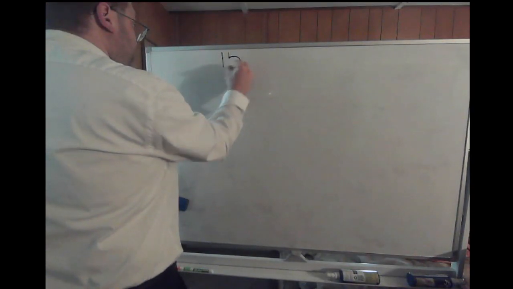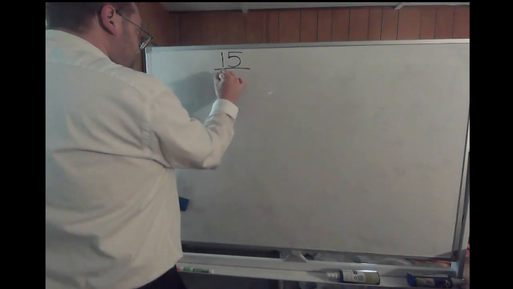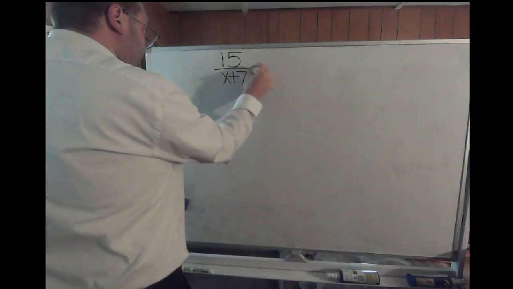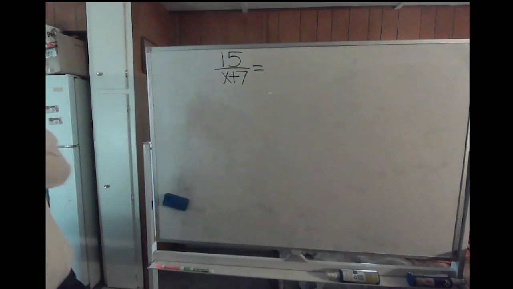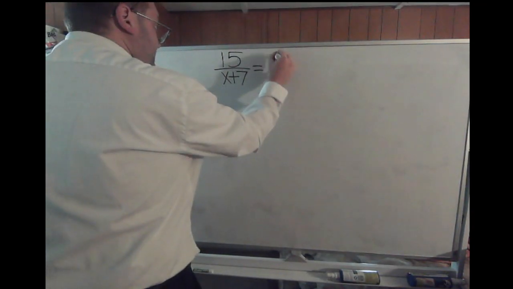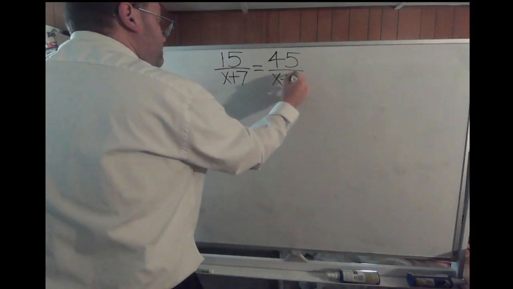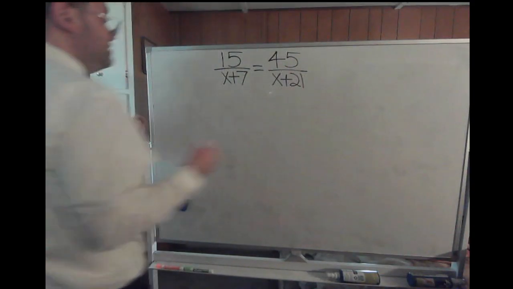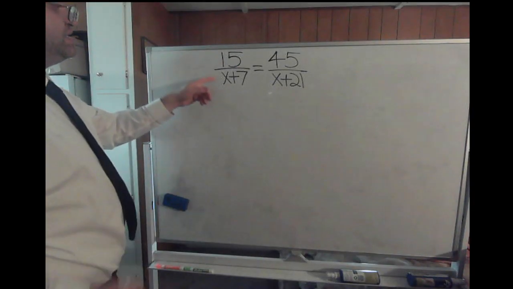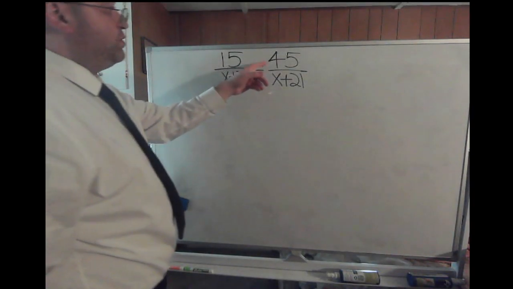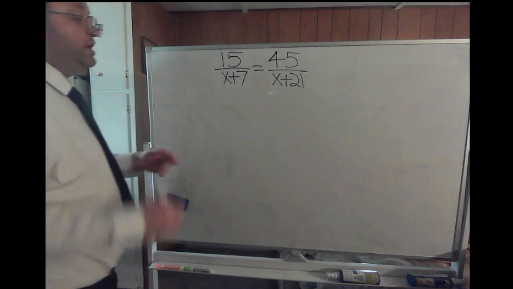So we have 15 all over x plus 7 is equal to 45 all over x plus 21. So 15 all over x plus 7 is equal to 45 all over x plus 21.